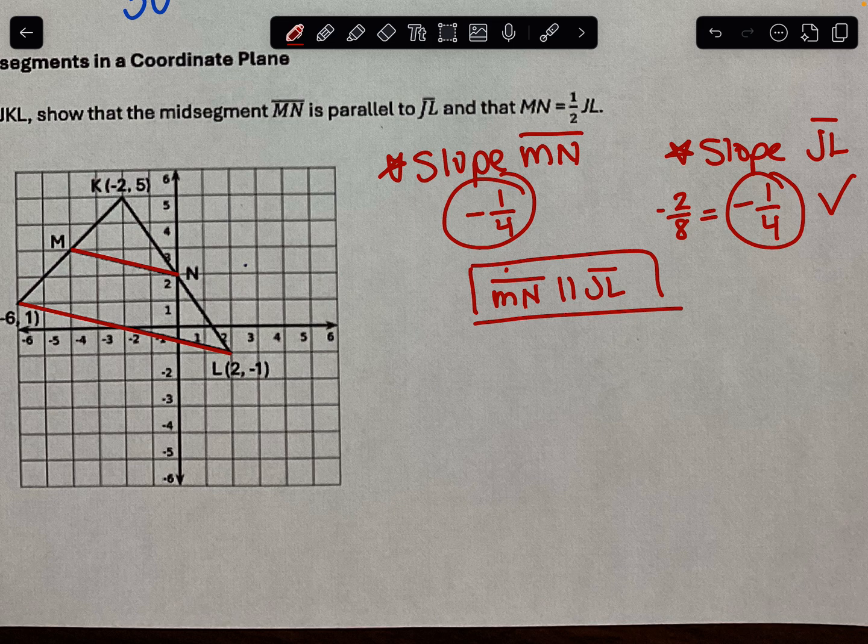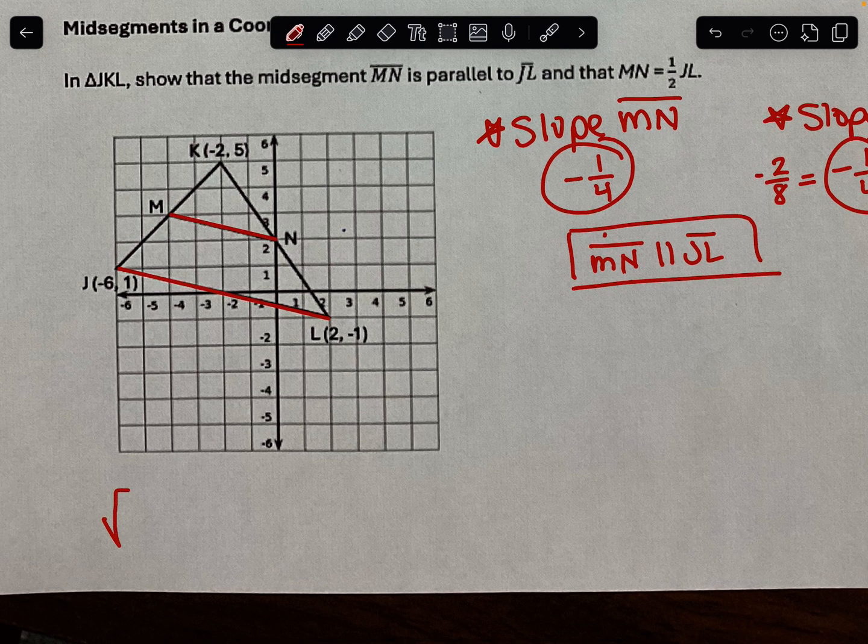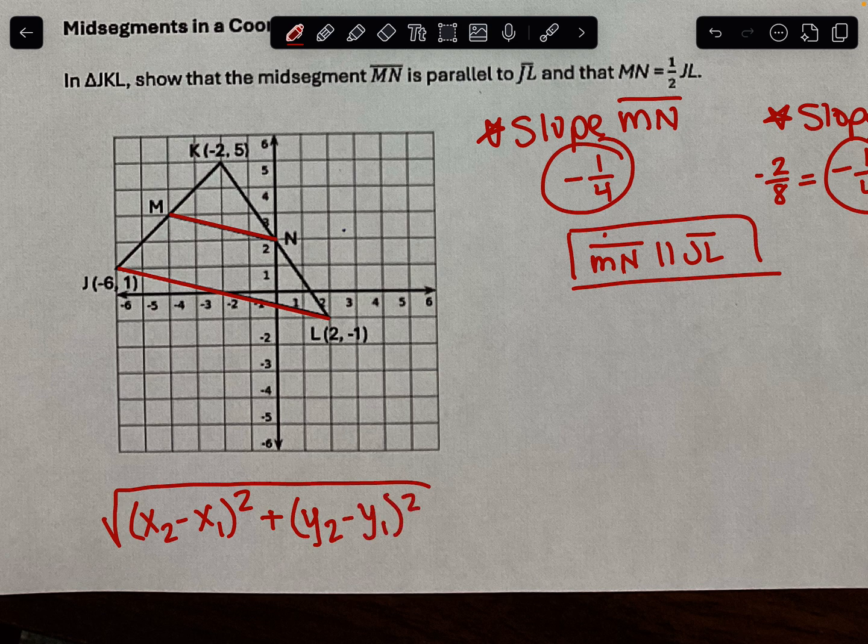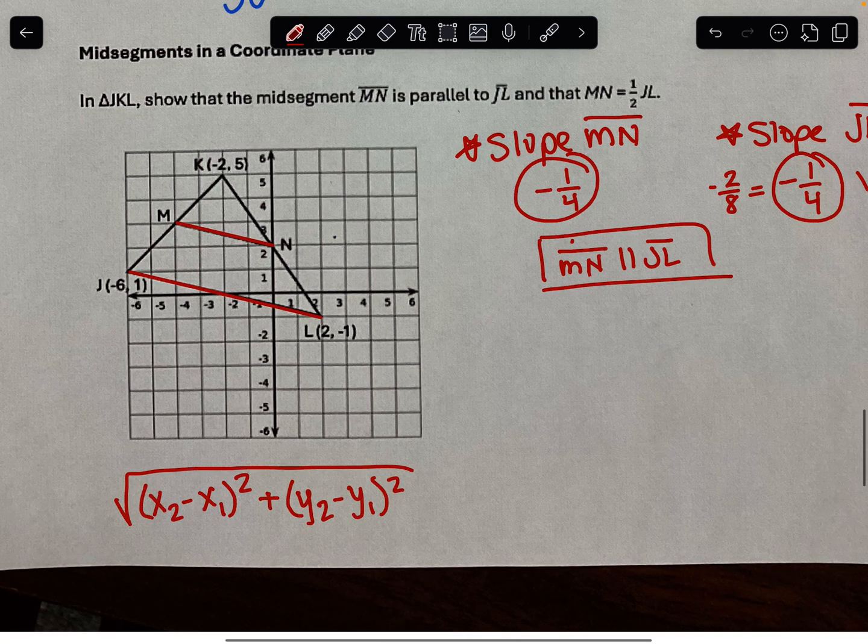What's the distance formula? Yep. Square root of what? It's x2 minus x1 squared plus y2 minus y1 squared. Good. So it is going to take us a little bit of work, okay? But we can do it.